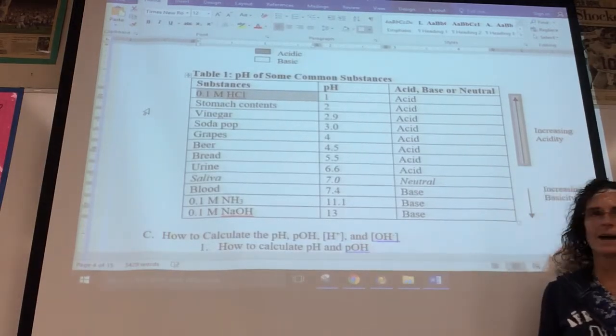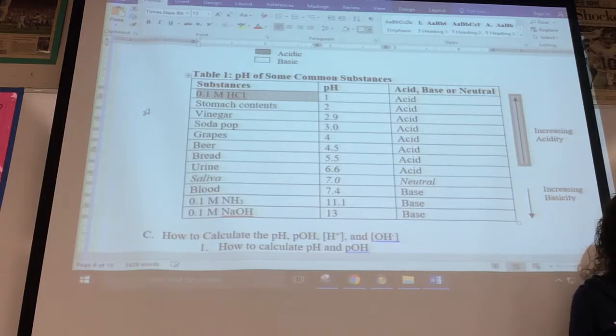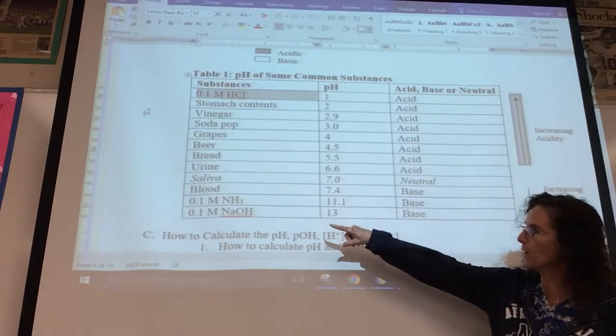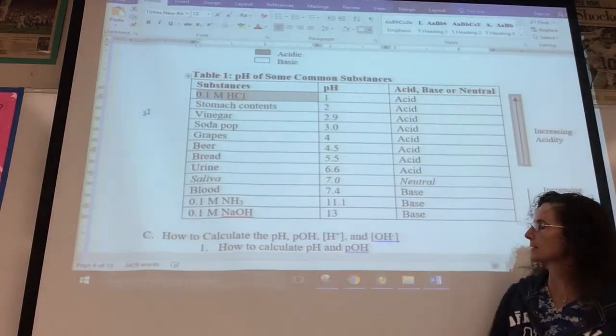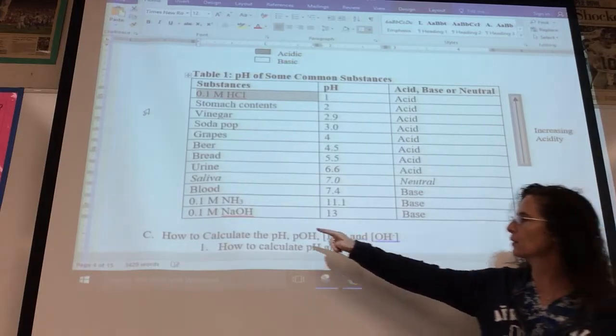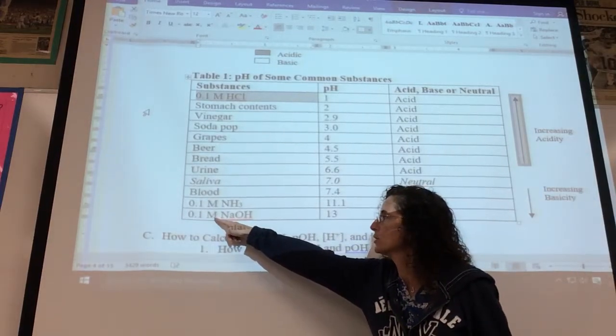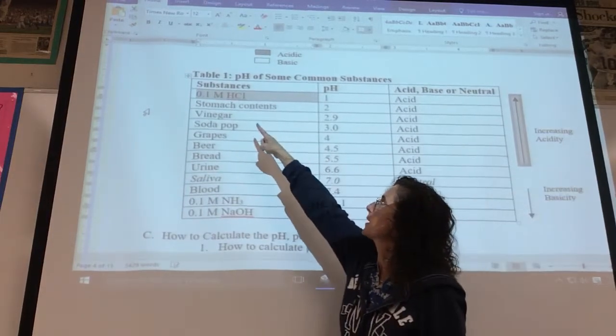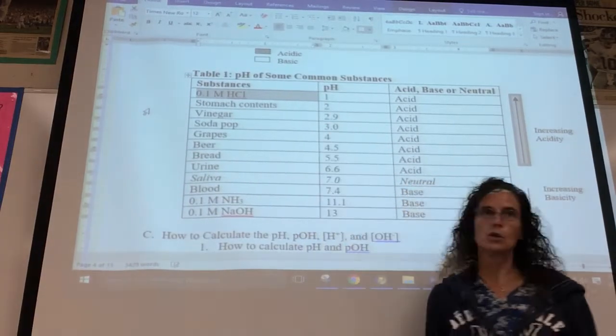Ammonia has a pH of about 11. You tend to clean with bases. They're very slippery, so you can get off grime. And sodium hydroxide at 0.1 molar has a pH of 13. And I'm going to show you how to go from the concentration of a strong base to the pH, the concentration of a strong acid to the pH.